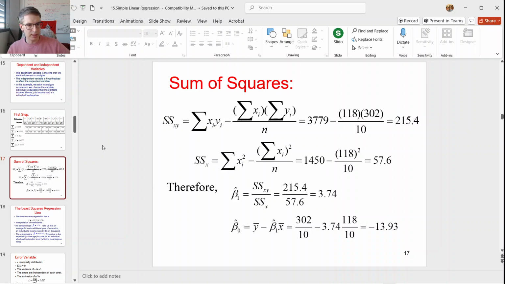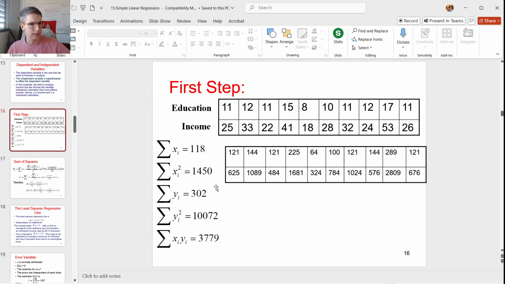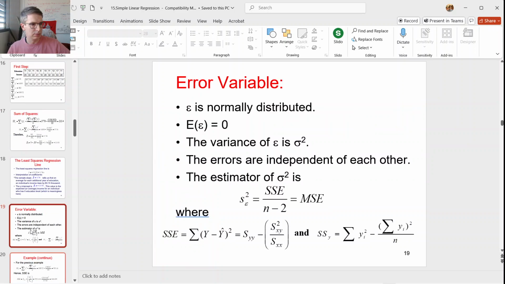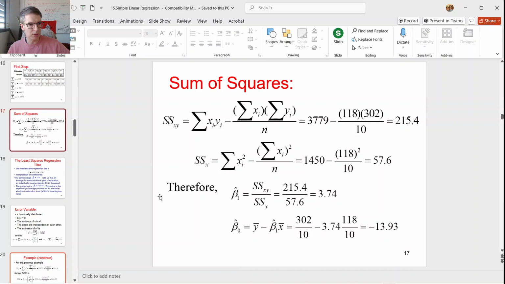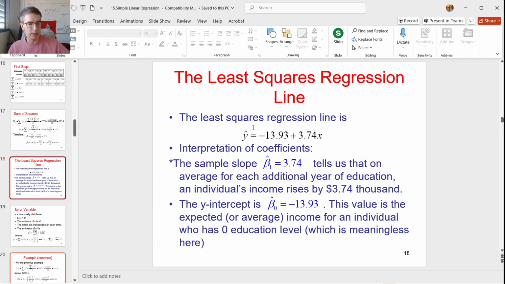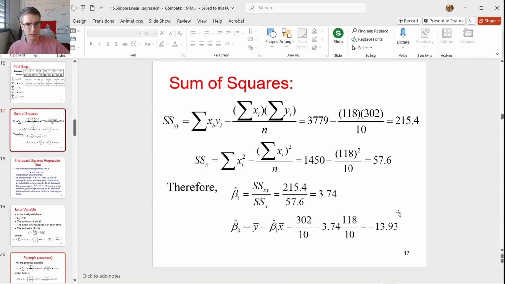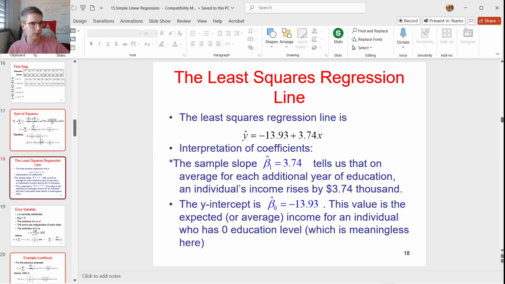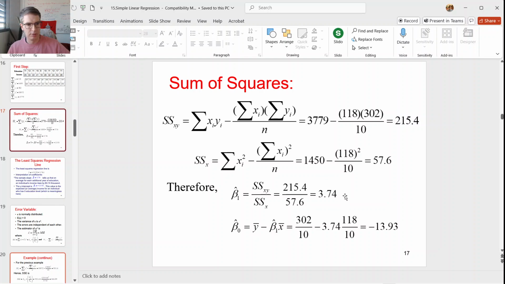Okay, so let's keep going. All right, that's the average, right? That gives us the average of y minus the coefficient times the average of x, which again is that 118 divided by 10. Okay, so we basically built our regression equation here. This is what it's going to look like. If we were to estimate y, that negative 13.93 is our value for the y-intercept, and 3.74 again is our estimate for our coefficient value. And so we built the equation.